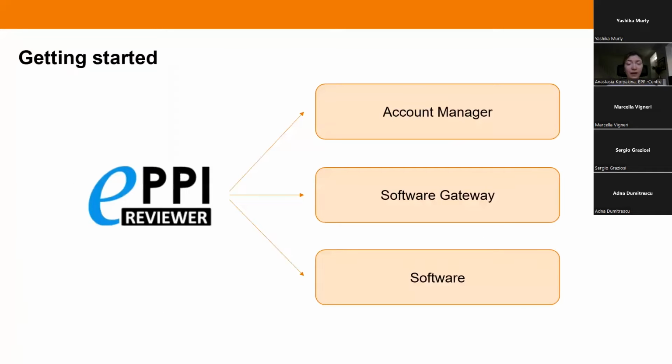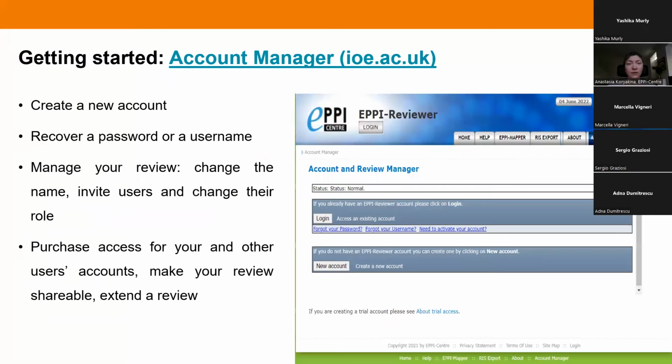Okay. If you want to start working in EPPI-Reviewer, but you're not sure where to begin, the first thing that you should know is that there are 3 platforms that allow you to perform different kinds of tasks in EPPI-Reviewer. It's the account manager, the software gateway, and the software itself. So first, the account manager.